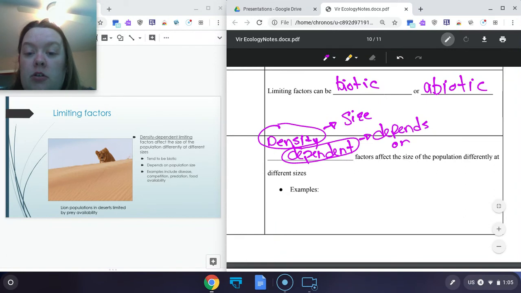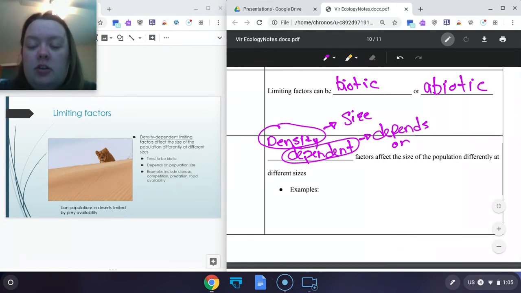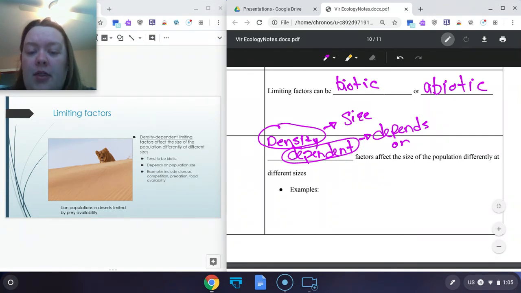If your population is small, that's going to mean it affects that population differently than it would a large population. So density dependent factors are going to depend on the size of the population. If the population size makes a difference in whether that thing hurts it more or hurts it less, or if it even happens at all, that is going to be density dependent. Typically, these are going to be biotic factors. The population size is going to matter, and examples include disease.